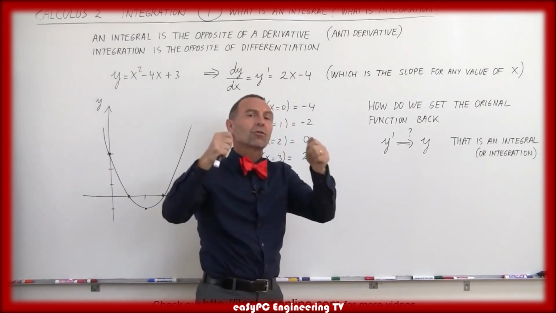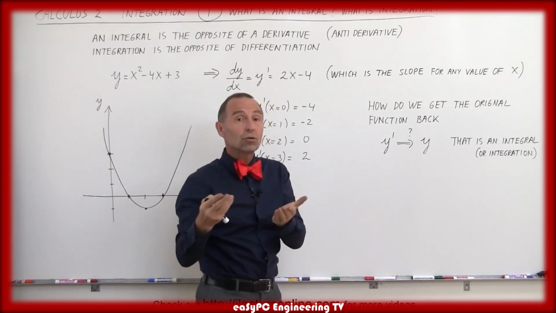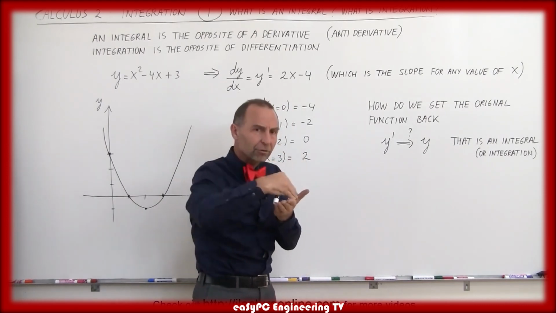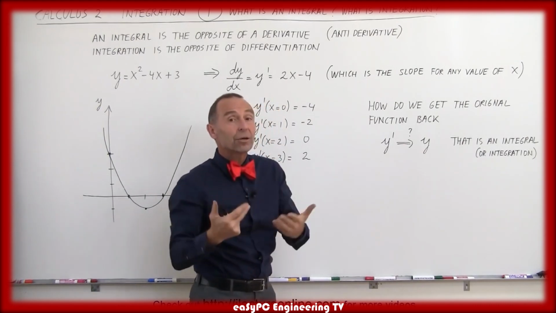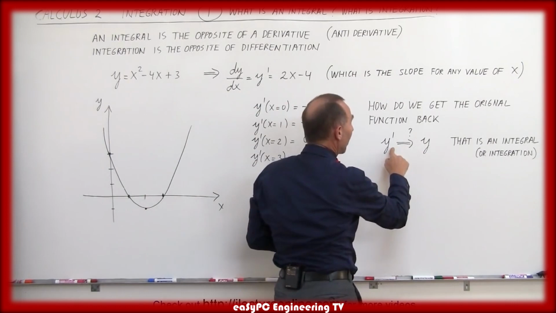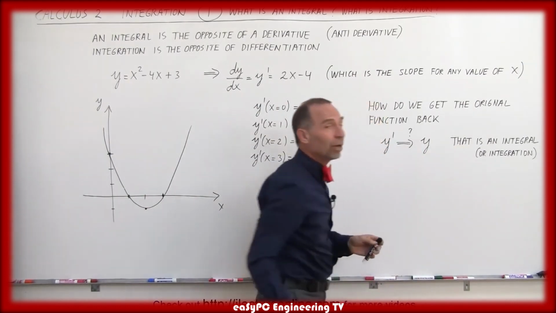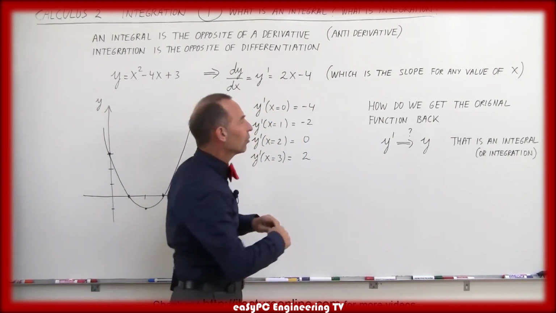If someone says, here's the derivative of a function, I want you to find the function, well, what you need to do to go backwards, that's the opposite of differentiation, is you need to integrate. You need to find the integral of that. So to go from y prime, which is the derivative, back to the original function, we need to do an integration. The symbol for that is as follows.